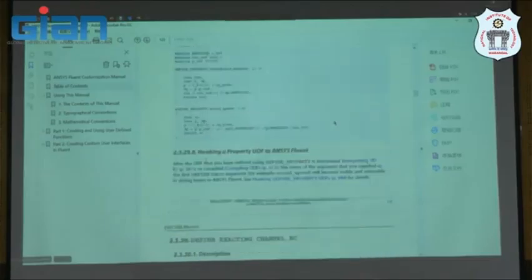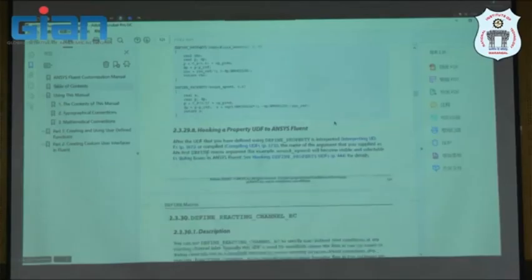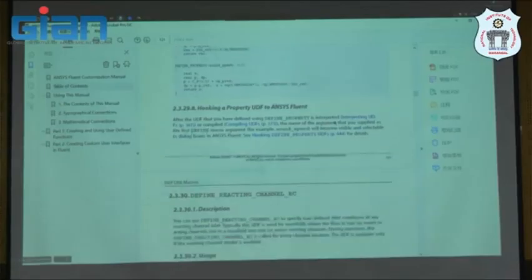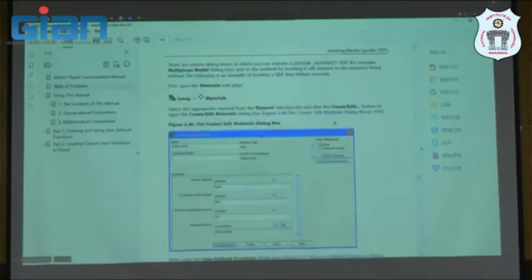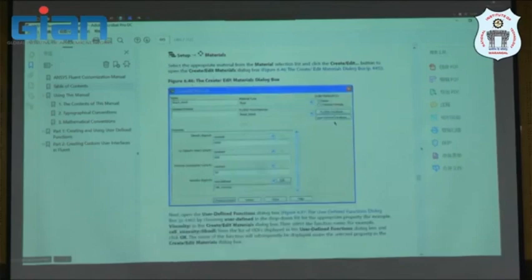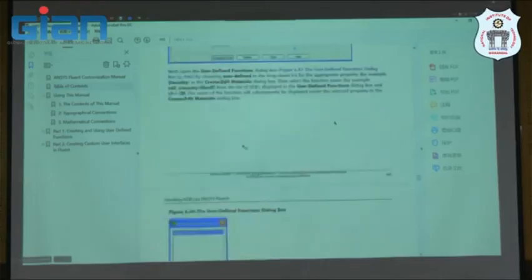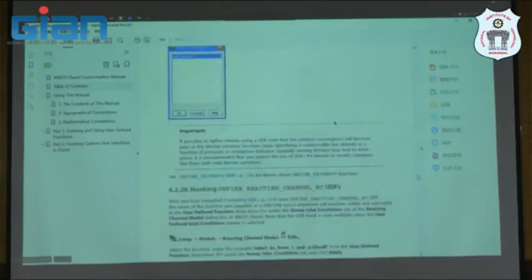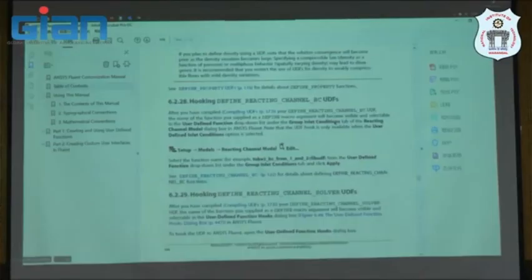Yes, they will provide us several examples, and also they will tell us where to hook the UDF, and for example, they will tell us the property will be used in this dialog box. Yes, and thank you very much for this one.